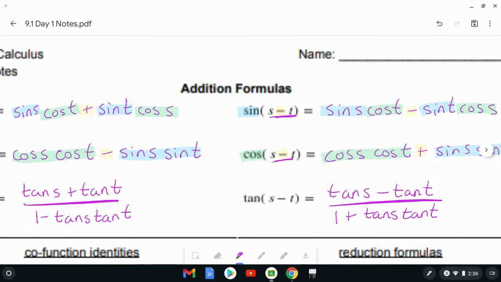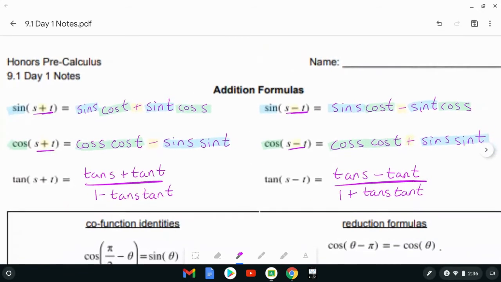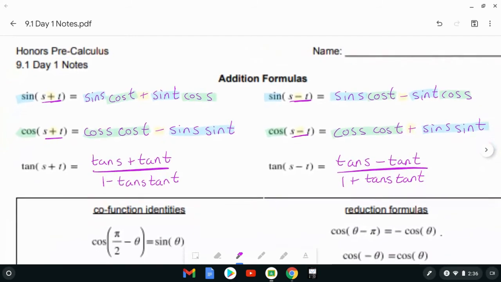So have these down, memorize them. You're going to use them quite a bit. The more you use them and the more practice you get with them, you will feel more comfortable and you will know them. The tangent formulas, you want to make sure you know those as well.